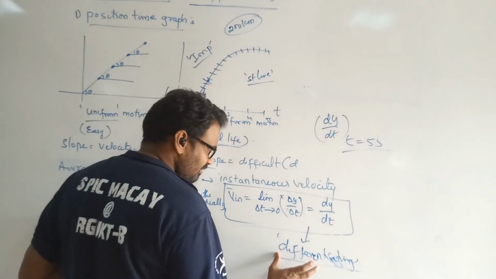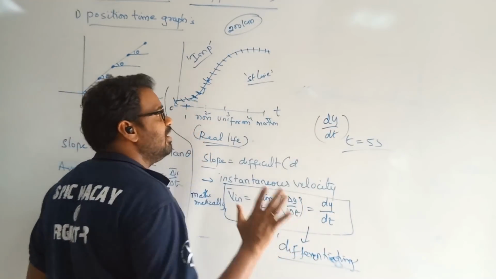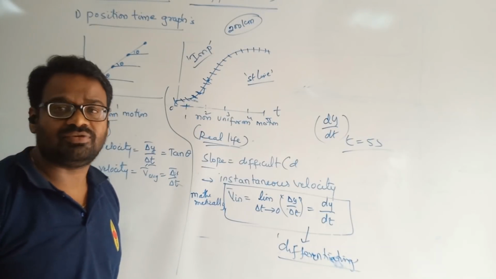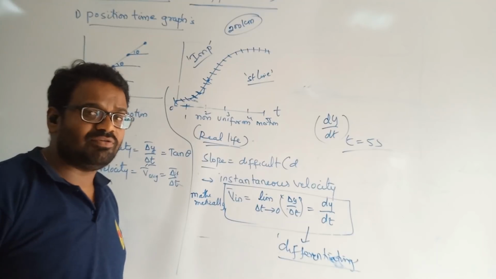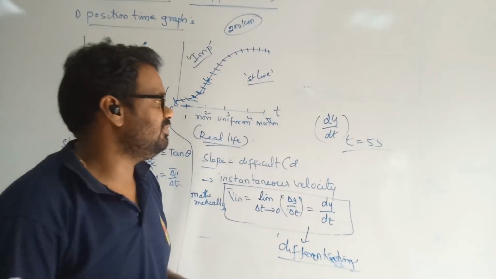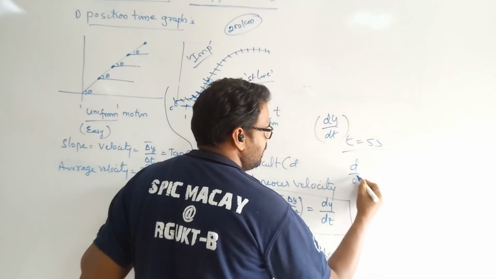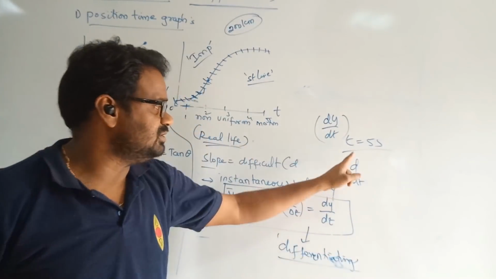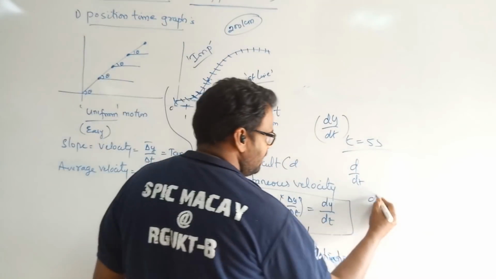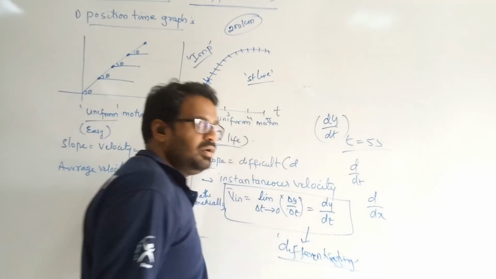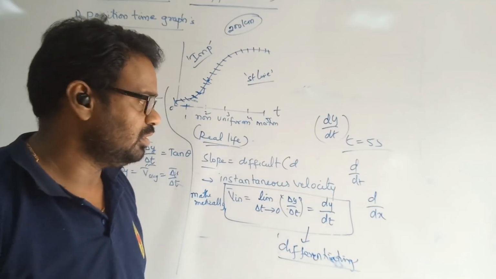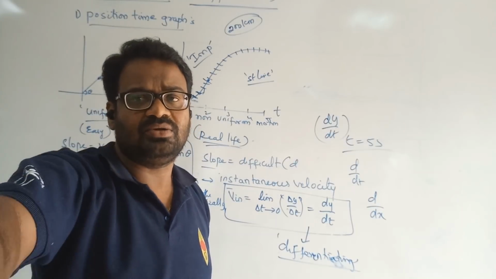Differentiation is an important mathematical tool where we have certain formulas based on that. I am now trying to give you those formulas for differentiation. You can go further only by knowing these formulas. We always say d by dt, or differentiating with respect to time, is d by dt. If you come across d by dx, it is called differentiation with respect to x.